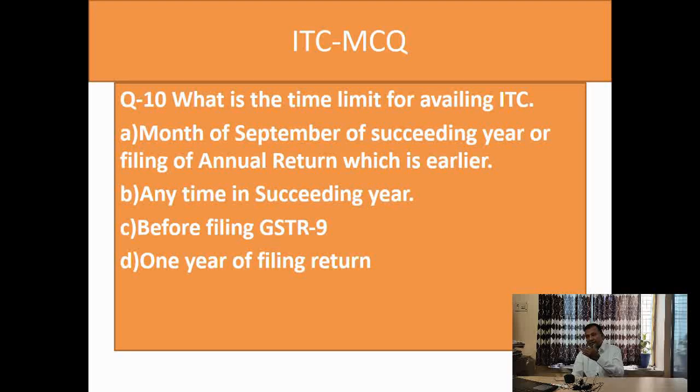So friends, the B answer, C answer and D, all of these are wrong. ITC can be adjusted with the September return. Generally the September return is filed on or before 20th of October. So in that return or filing the annual return, whichever is earlier, will be the answer here.